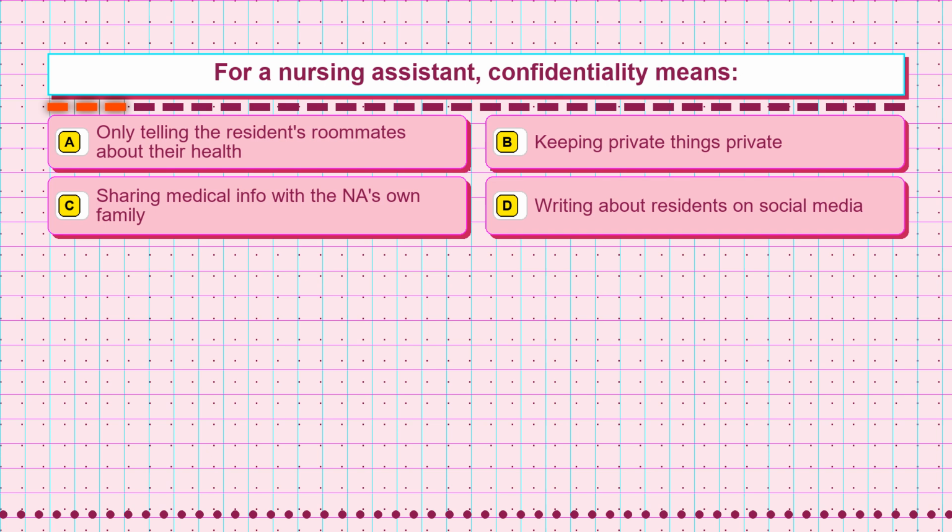Question 84. For a nursing assistant, confidentiality means: Option A. Only telling the residents' roommates about their health. Option B. Keeping private things private. Option C. Sharing medical info with the NA's own family. Option D. Writing about residents on social media.